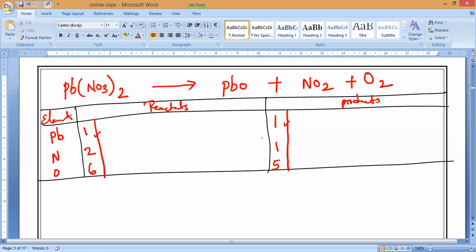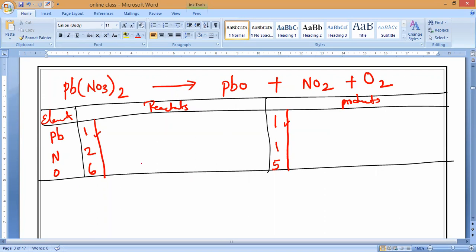Now lead is balanced. Nitrogen is not balanced, and oxygen also is not balanced. If you have noticed, oxygen is 6 here and 5 there. Like the previous equation, can I make it 5 here and 6 there? No, because they are big numbers. We cannot, because 6 fives are 30. So we will choose which one to balance first.